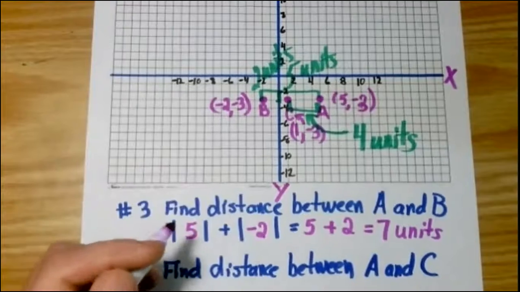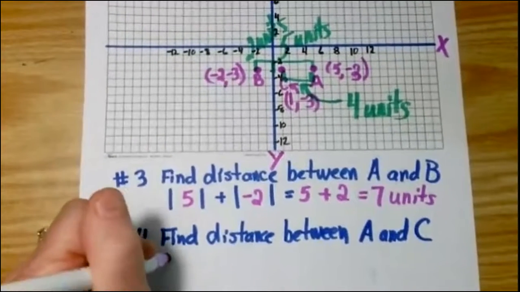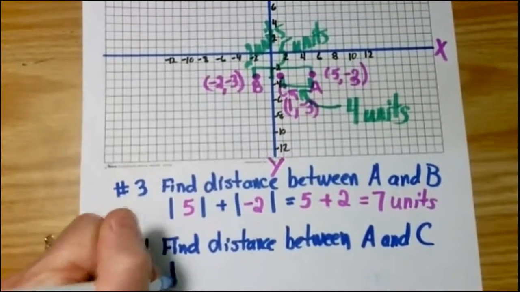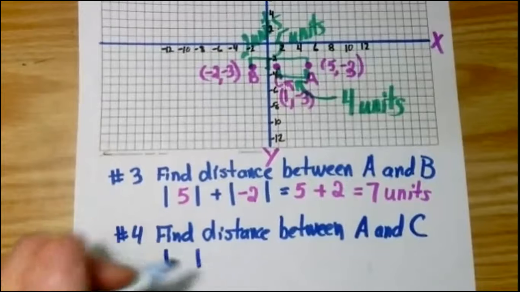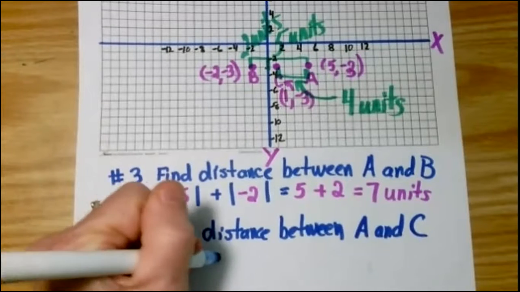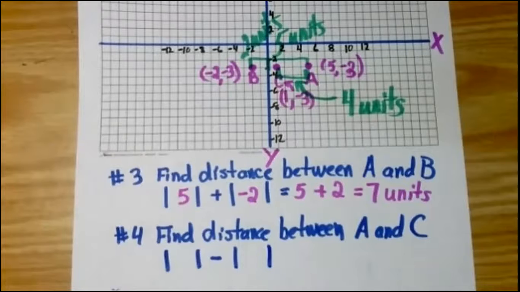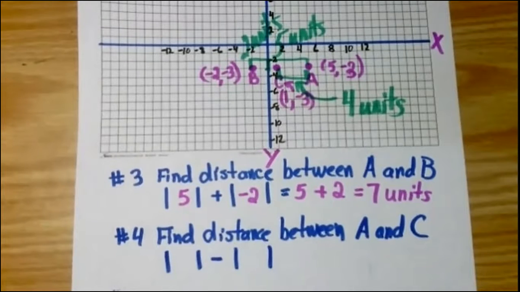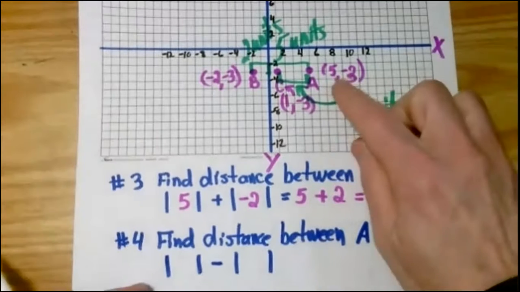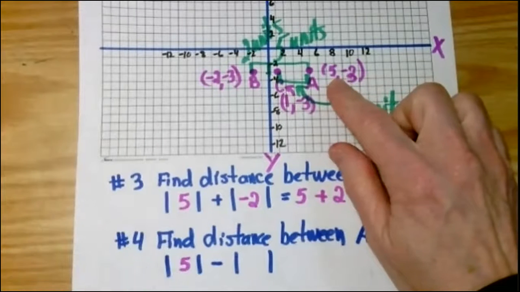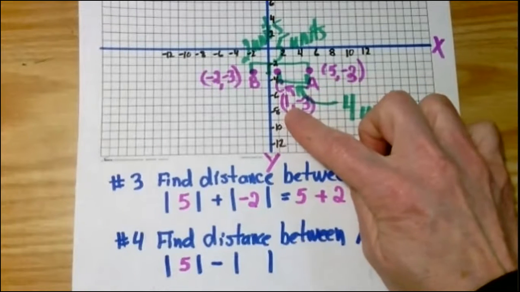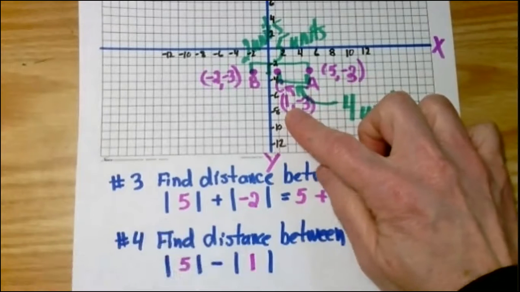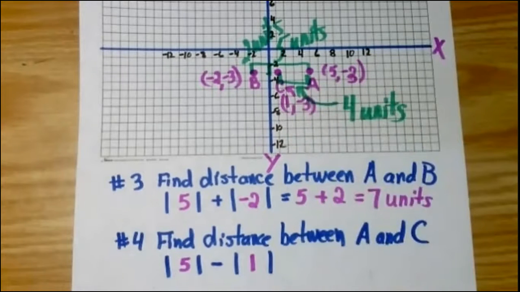So in your book, they want you to fill that out. They give you the absolute value signs, and they have a minus sign in there. Why is that? Well, they're both in the same quadrant. So now we have to take the x-coordinate 5 and subtract it from the x-coordinate of C, which is 1, right? So 5 minus 1, and we're going to take the absolute value of that because we're talking distance here.